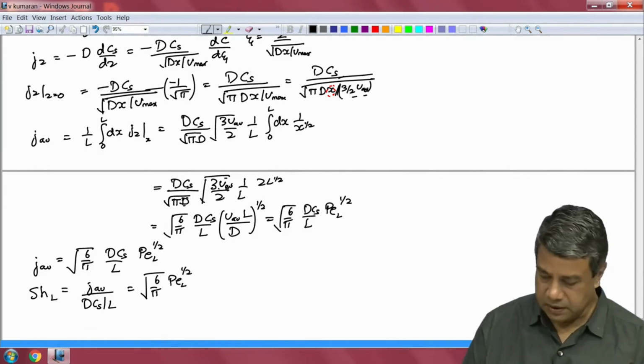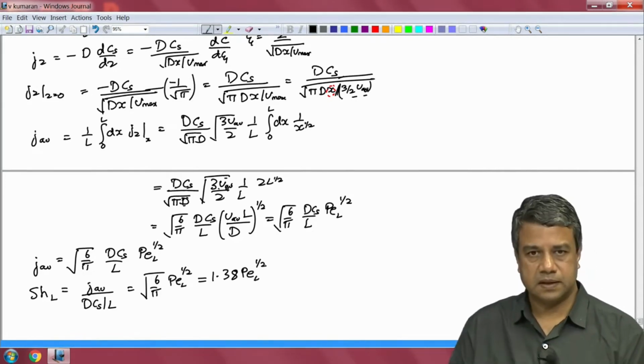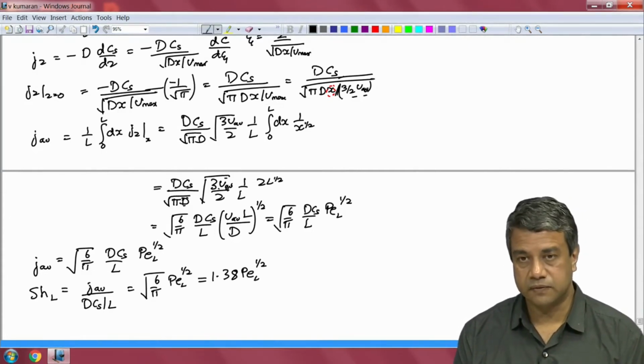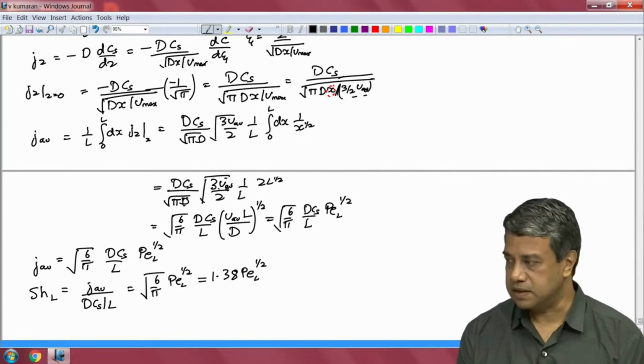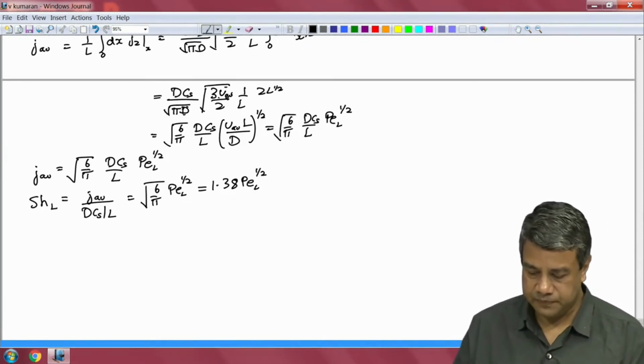And if I evaluate this constant, I get a correlation: 1.38 times Pe_L power half. That is a Sherwood number correlation for the diffusion into a falling film.